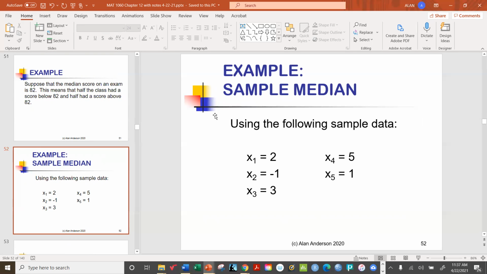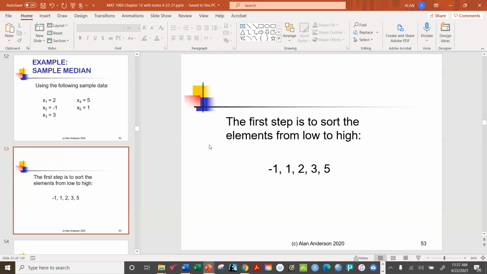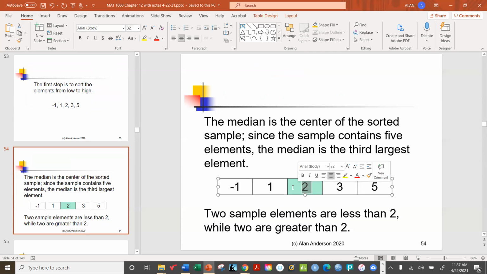So we calculated a sample median with this set of elements that we've been using all along. And the first thing we always do in these cases is sort the data from low to high. And so when we do that here, we've got -1, 1, 2, 3, and 5. Our goal is to find the middle of the data, which is easy with an odd number of values because all we need to do is go right to the center. So for this case, the median turned out to be 2.